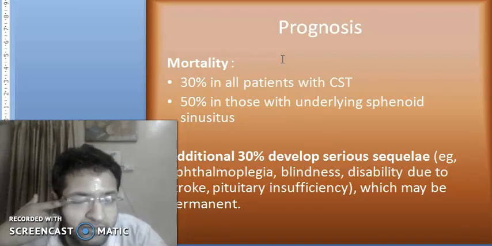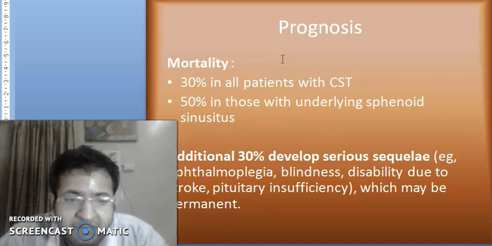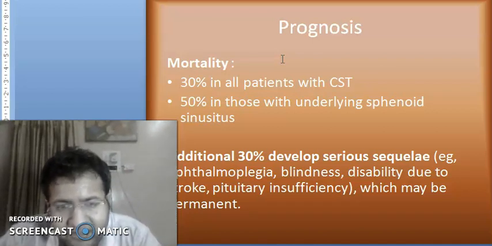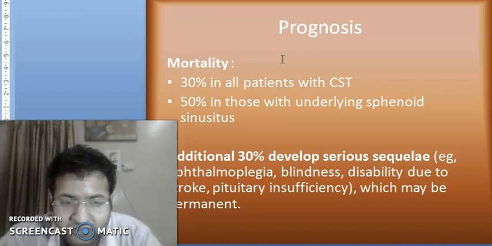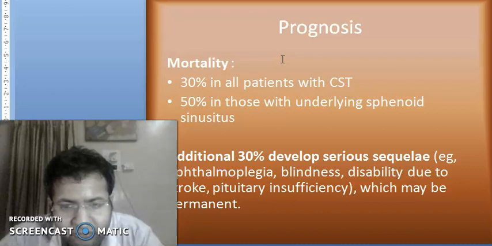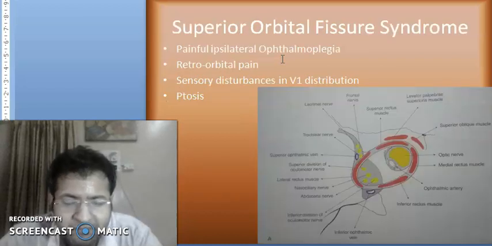What is the prognosis? There is a 30% mortality in all patients with cavernous sinus thrombosis, and if there is underlying sphenoid sinusitis, there is a 50% mortality rate. So the prognosis is worse if it is not treated. Additionally, 30% develop serious sequelae, for example ophthalmoplegia, blindness, disability due to stroke, and pituitary insufficiency, which may be permanent.